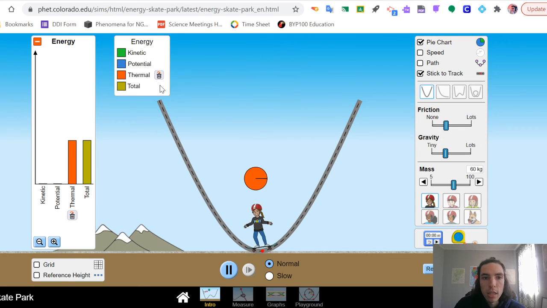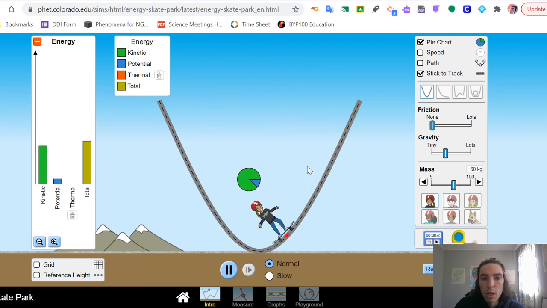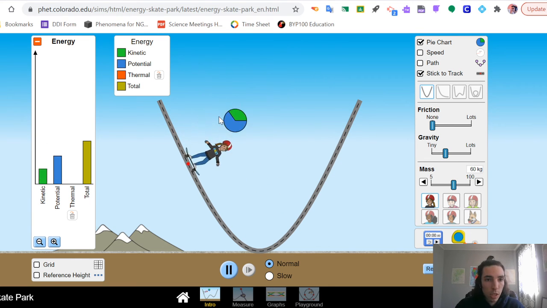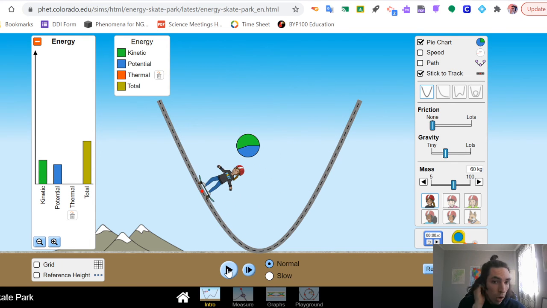One other way to think about this is as a piece of a total. So with this pie chart visualization, we can see that the pie of total energy is not changing, but the amounts and the relative proportions of kinetic and potential energy can be changing this entire time, even though the total isn't changing.